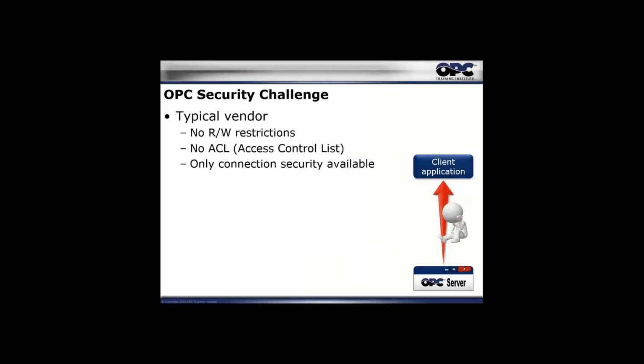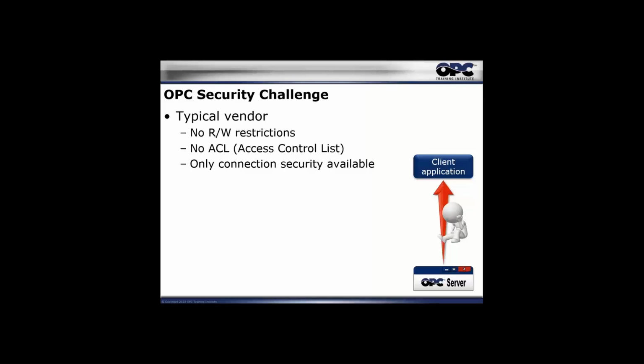What security challenge are we working with here as an industry? Well, your typical vendors provide really the very, very basic security. What does this mean in practice? It means that only connection security is available. As I said, very, very basic, meaning you can connect or you can't. It's possible for you to connect or it's not possible. And if it's not possible, you can't do anything. And if it is possible, you can do everything. In other words, they don't give you read-write restrictions. They don't give you access control list restrictions.